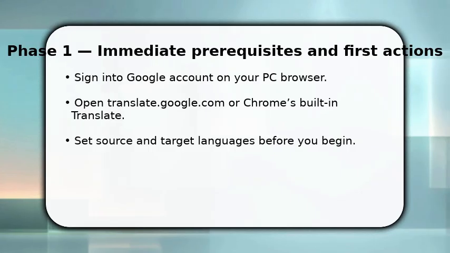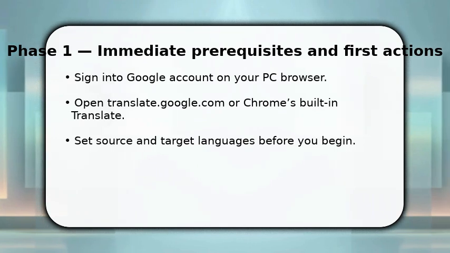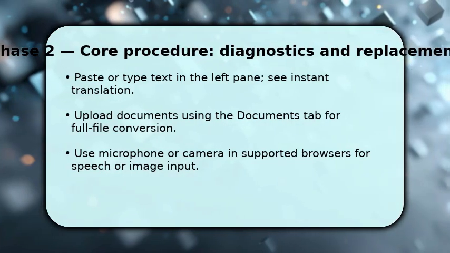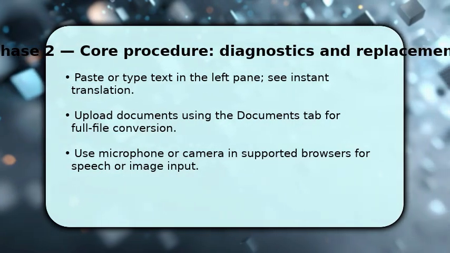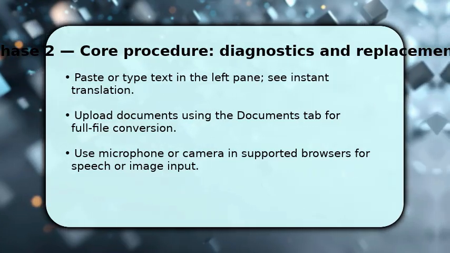If you prefer integrated options, open Chrome and enable Offer to translate pages in Settings. This gets you into the translation environment quickly, so you can paste or type the text and proceed. You now paste or type your content into the left pane. Google Translate gives an instant result on the right, and you can edit the input to refine meaning.